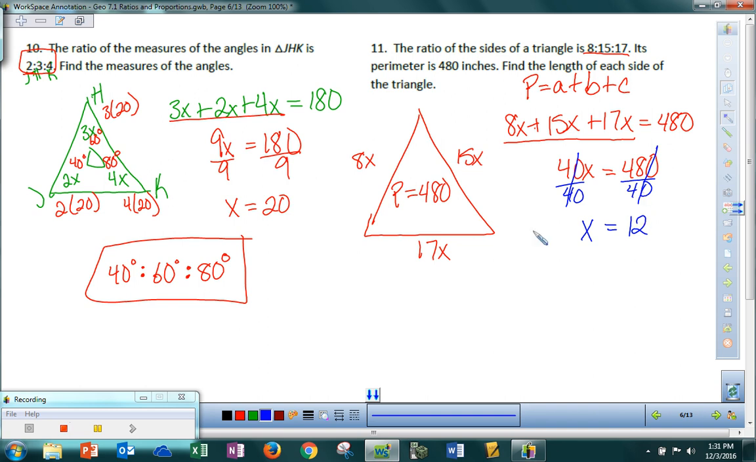Alright, so our factor is 12. We just have to substitute these back in: 8 times 12, 15 times 12, and 17 times 12. Okay, pause the video and go get those values.